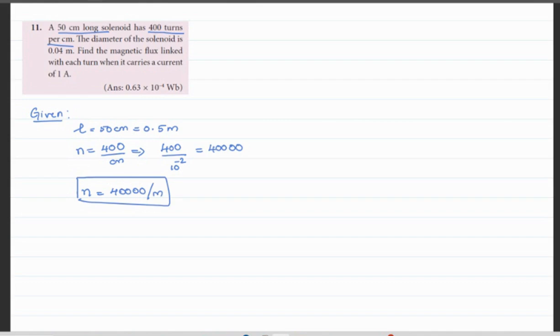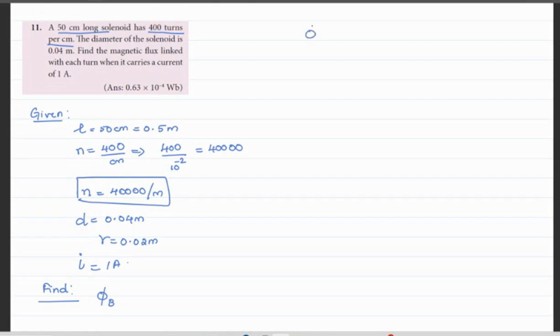And diameter of the solenoid D is equal to 0.04 meter. அப்படின்னா radius is equal to 0.02 meters. சரியா? Current I is equal to 1 amps. Find என்ன கேக்குறாங்க? Magnetic flux linked with each turn. Find phi B. தானே கேக்குறாங்க. Okay. So first என்ன கண்டுபிடிக்கணும்?